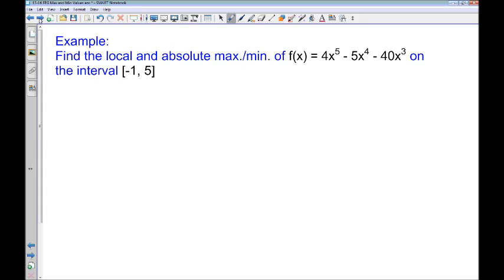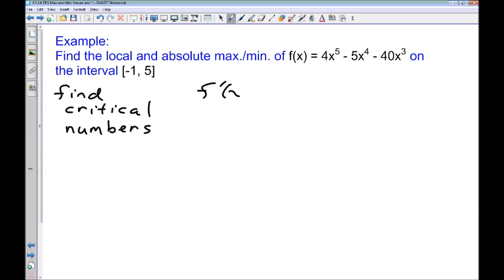So what are we going to do first here? Step one is always going to be find our critical numbers. Critical numbers occur where our derivative is equal to 0. So let's take our derivative. Bring down the 5, we get 20x to the 4 minus 20x to the 3 minus 120x squared. Let's fix that 3 up a little bit.